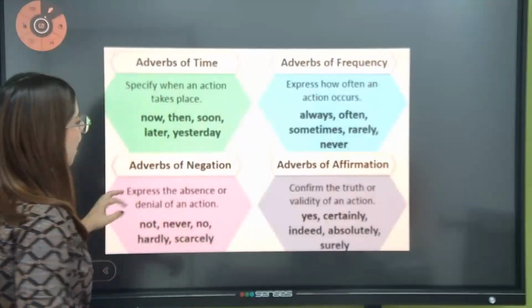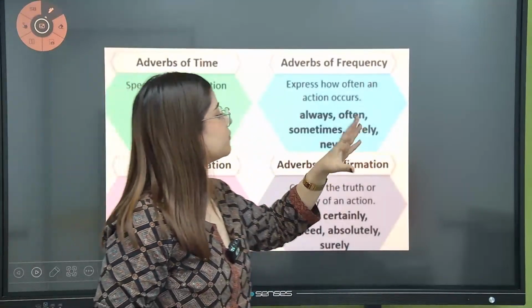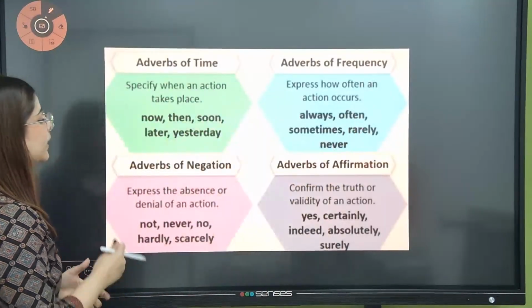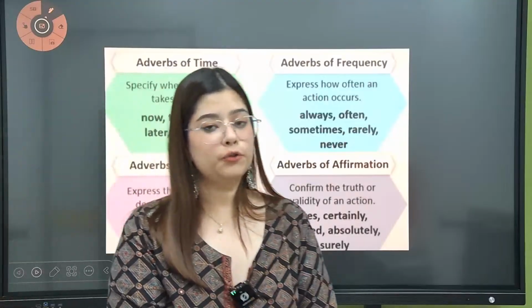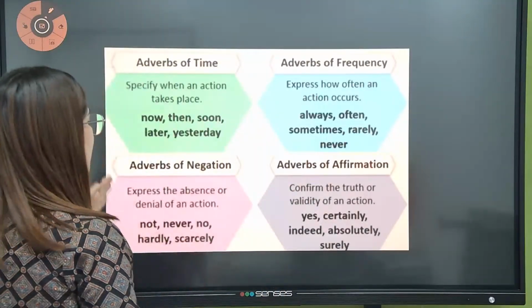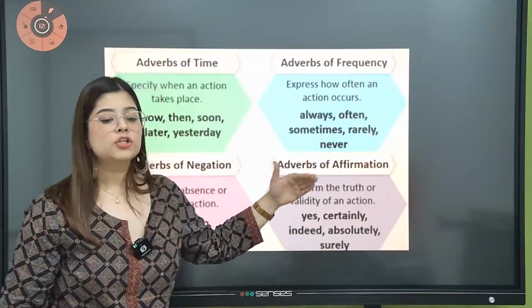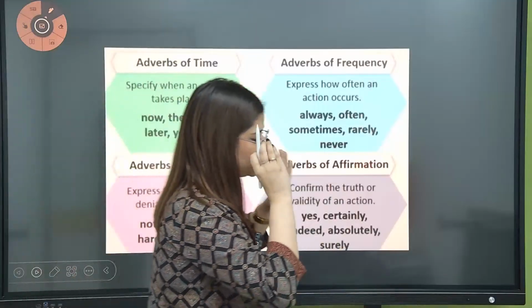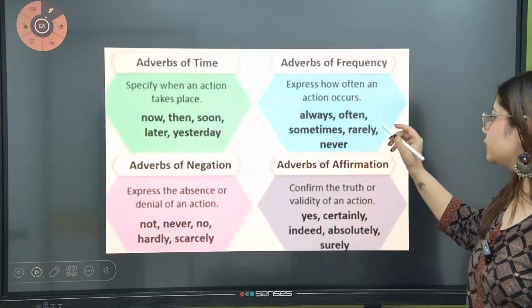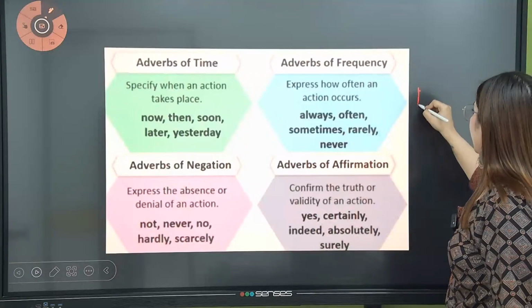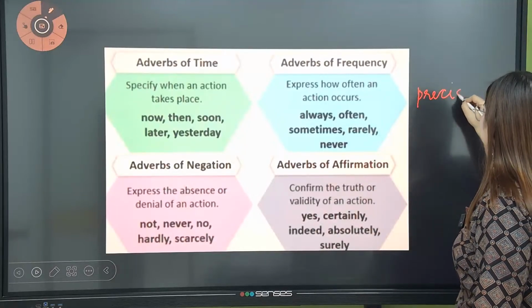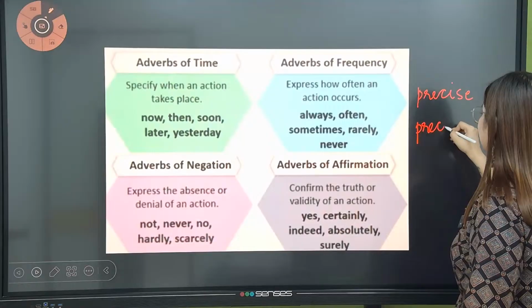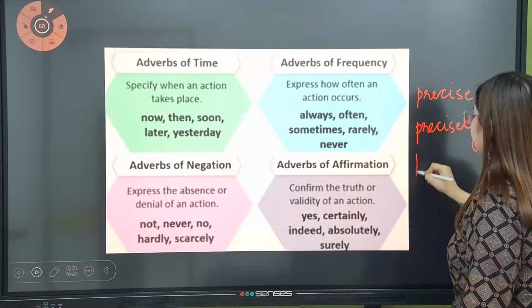Not, never, hardly, scarcely. Adverbs of affirmation confirm the truth or the validity of an action. Certainly, absolutely, surely, etc. Now, if I talk about two words, let's just try to understand this difference. If I talk about three words, I talk about precise, I talk about precisely, and I talk about precision.